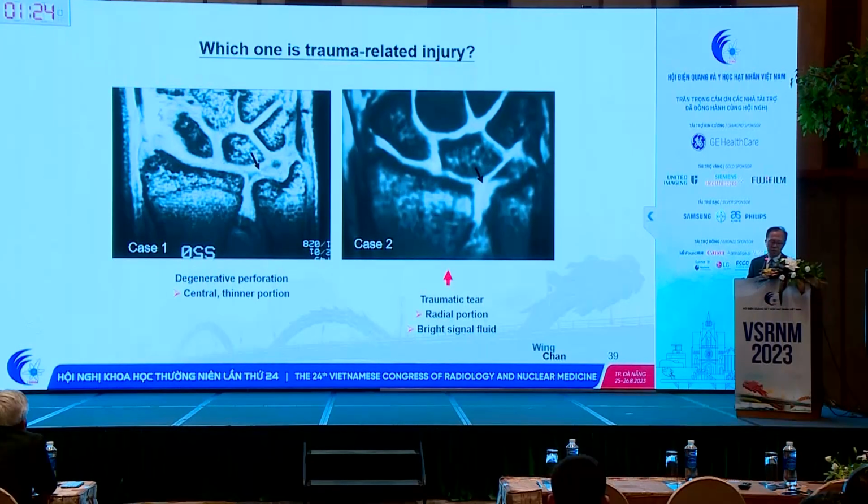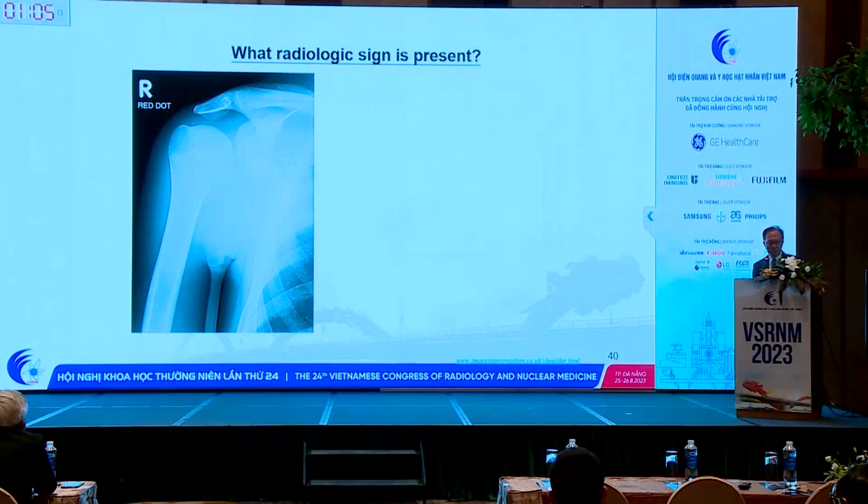Okay, a traumatic tear usually occurs at the radial attachment or ulnar attachment with hyperintense signal and is also accompanied by joint effusion. Although this patient also has joint effusion, this is due to a degenerative tear, a long-term tear. And it looks like normal.